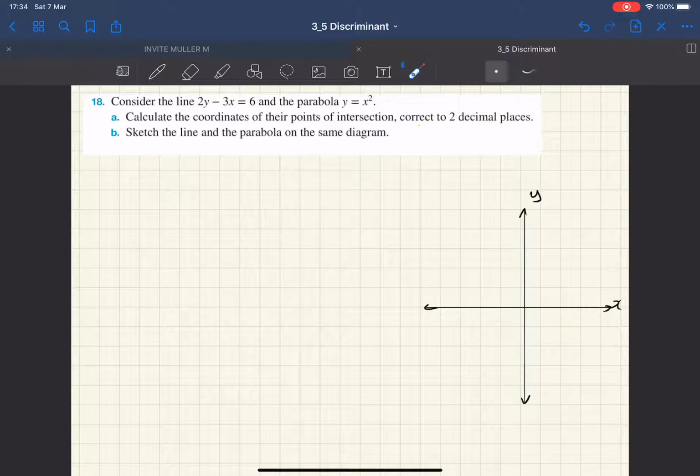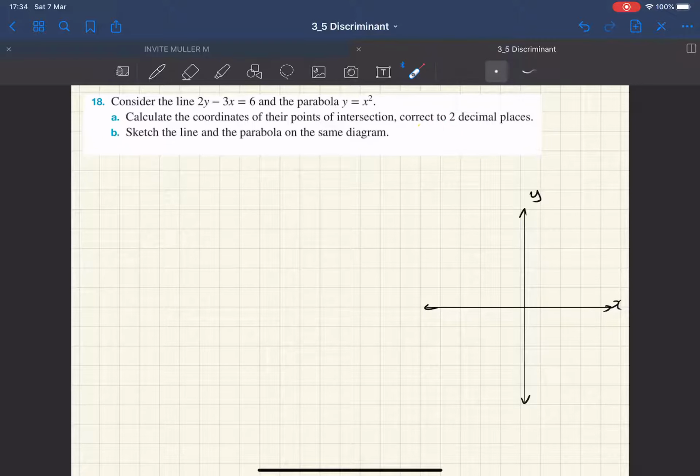In this question, they ask us to consider the line 2y minus 3x equals 6 and the parabola y equals x squared. They say calculate the coordinates of their points of intersection, correct to two decimal places. So I can use my calculator to do this.